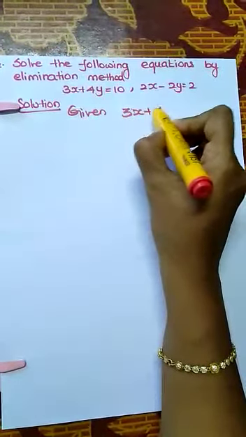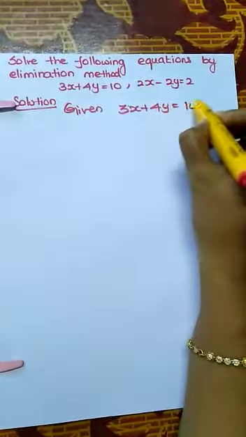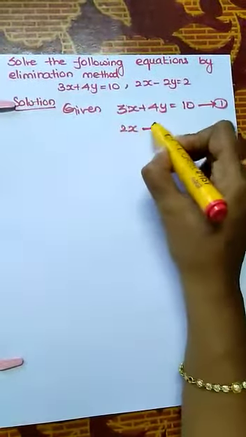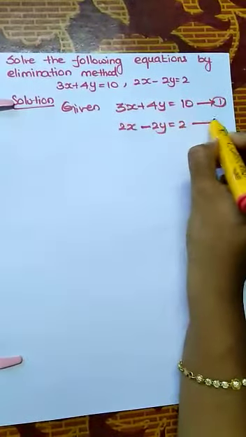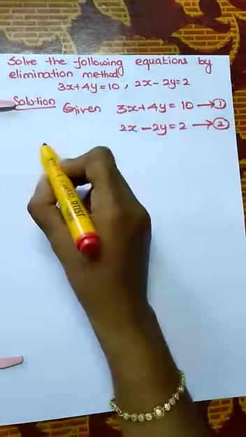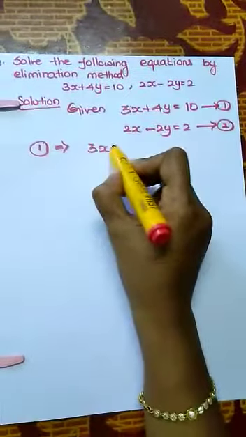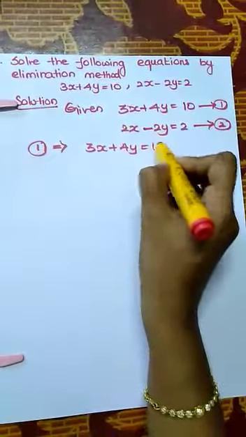3x plus 4y is equal to 10. This is our first equation. 2x minus 2y is equal to 2. Second equation. Now write the first equation directly. 3x plus 4y is equal to 10.